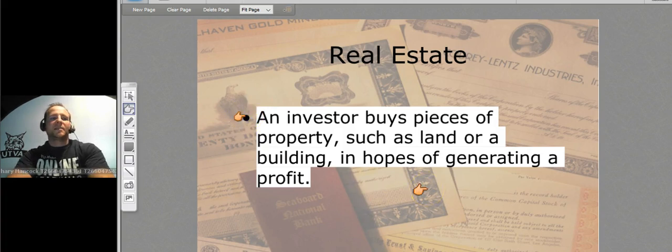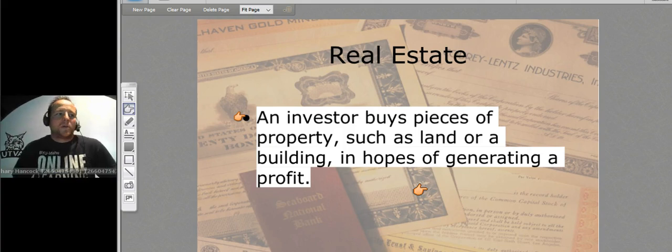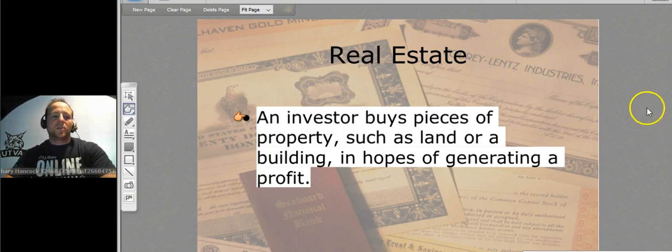Real estate, an investor buys a piece of property such as land or a building in hopes to generate a profit. For example, buying a home, you're hoping that your home value will increase. And so that would be almost an investment to buy a home, right? People buy rentals as well. They have business properties, land, hoping to sit on the land and hoping it increases, and you can make a profit on that, okay? So that's another something that you can put your money into.